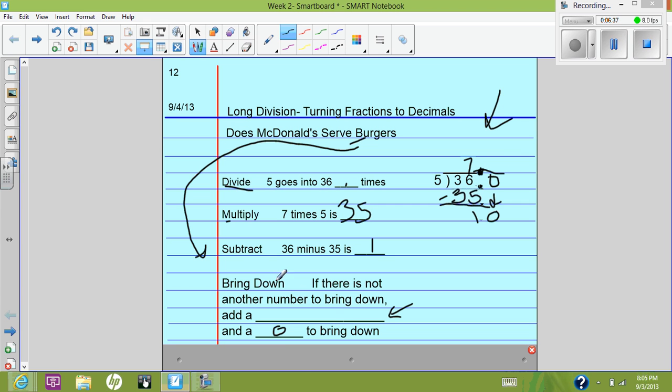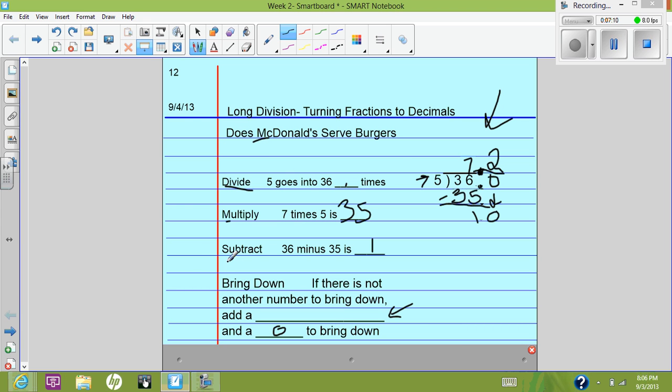And in order to figure that out, I start the whole process over again. I keep asking myself, does McDonald's serve burgers? Does McDonald's serve burgers? The D, the first one, is divide. So I'm going to take this 5, my original 5, and ask, okay, does 5 go into 10? Yes, it does, and it goes in twice. That 2 is going to go up here, right above that 0 that you brought down.